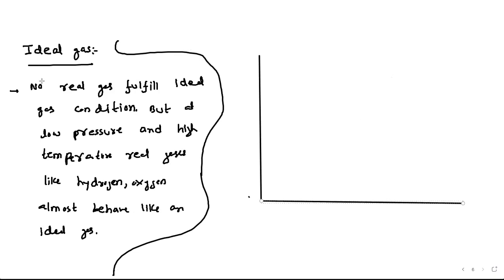I take pressure on the x-axis, and you know that for an ideal gas, PV is equal to nRT. So I can write that R is PV by nT. I take PV by nT on the y-axis. Fazil, can you predict the shape of the graph for an ideal gas? If I vary this P, how should PV by nT vary? What should be the shape of the graph? Fazil.